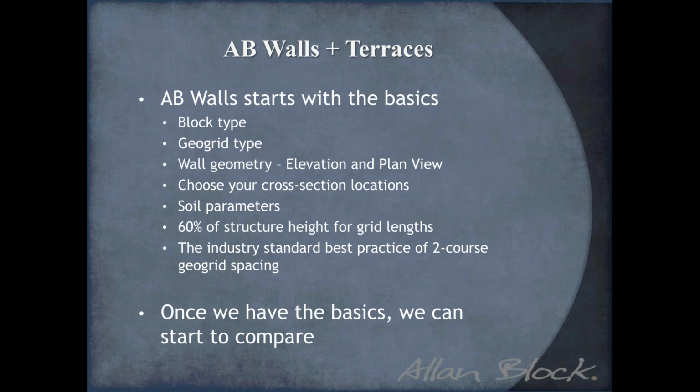Again, we're providing the flexibility for you as the designers to build or design your walls as close to as-built conditions as possible. And then the last 2 are important because we're going to follow the same best practices that we've been preaching forever and ever. 60% of the wall height should be used for your minimum grid lengths. And for terraces, it's simply 60% of the overall structure height. Now, that's going to be the starting point. You as the designers can make adjustments to lengths as you wish.